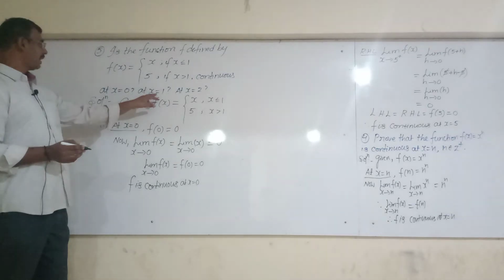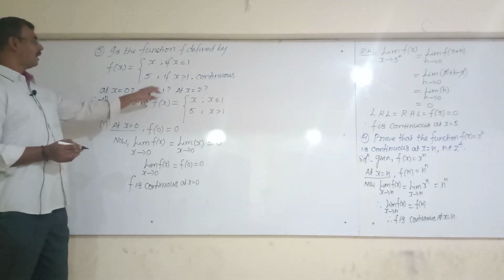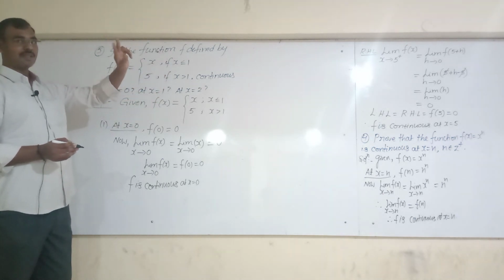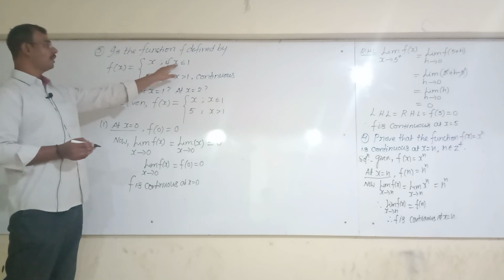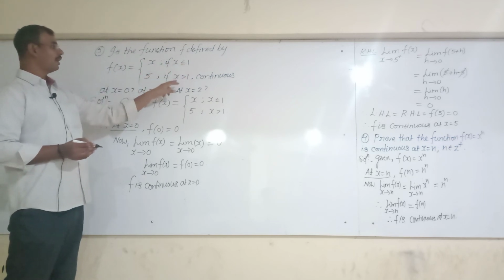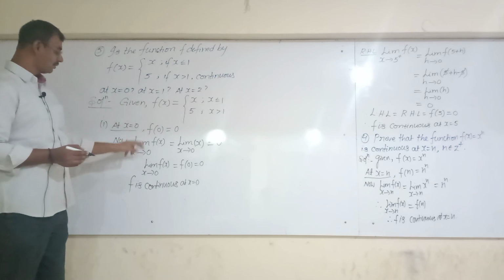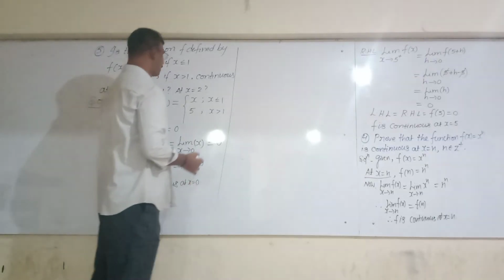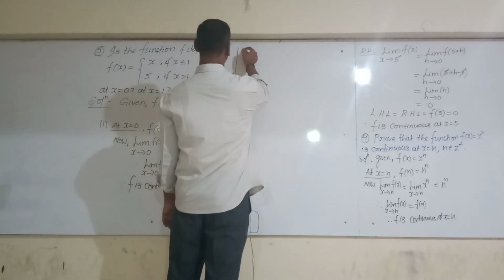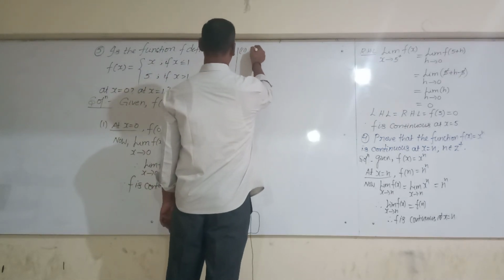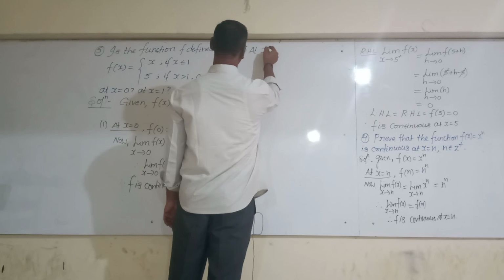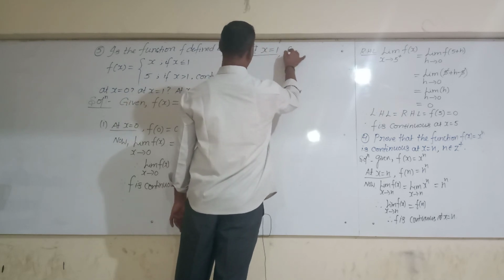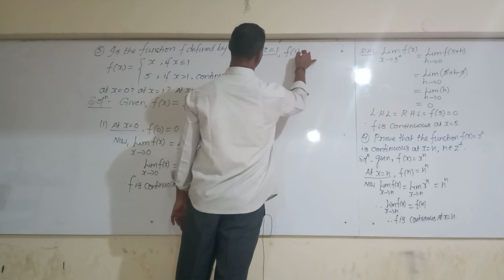Now at x equal to 1, he has broken two conditions. What is the first one? Smaller than 1 and more than 1. So we should find out all the values here. Now the second bit, at x is equal to 1, find the f of 1.